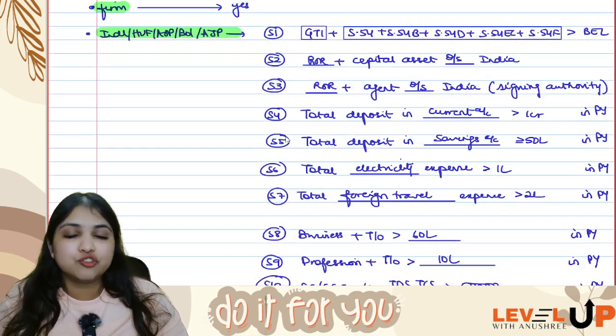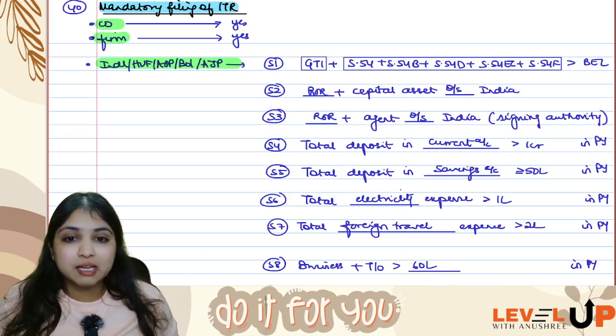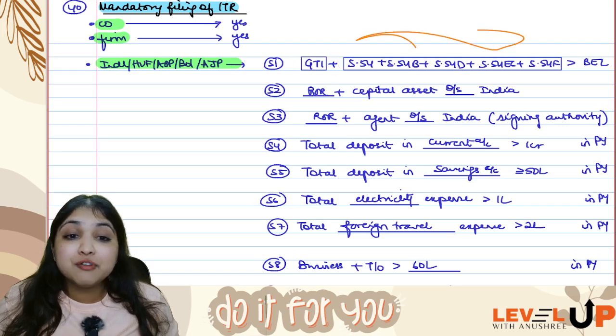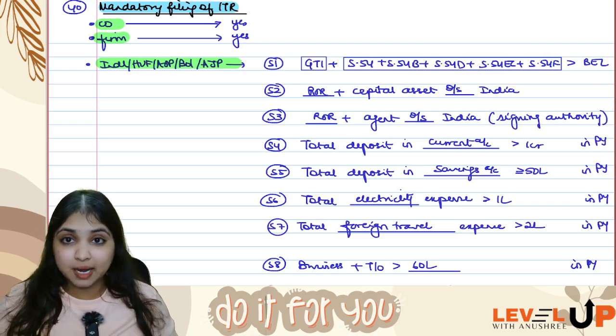We have 11 situations in which they have to file ITR. Learn it this way, you will just never forget. Number 1, if assessee is GTI, add back 54 series exemptions. If it is more than BEL, assessee you have to file ITR.